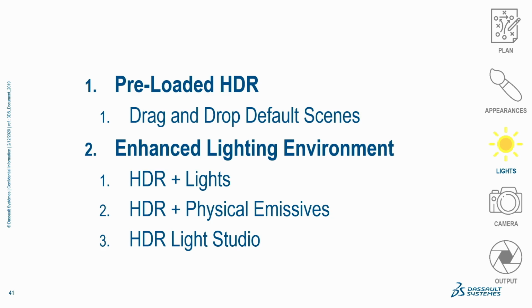So Visualize Professional has the ability to add extra lights in there, so like area lights. If you don't have Visualize Professional, you can get a similar effect by putting in geometry and then applying an emissive appearance to that geometry, so essentially making a light. We'll take a look at that. And then the other option is to use an add-in for Visualize, something like HDR Light Studio, which will allow you to actually build an environment that's specific for what you need.